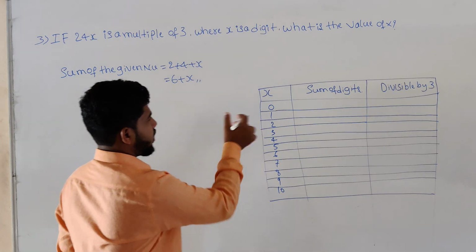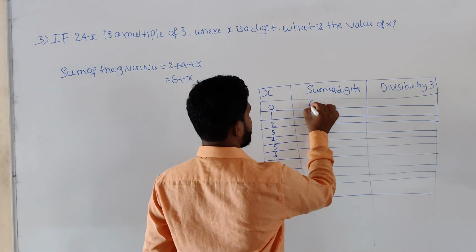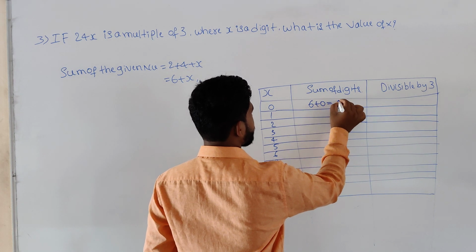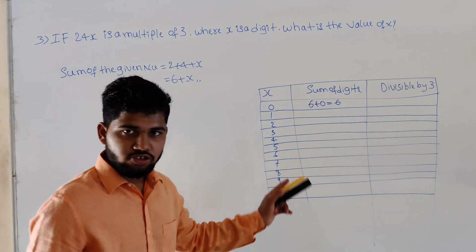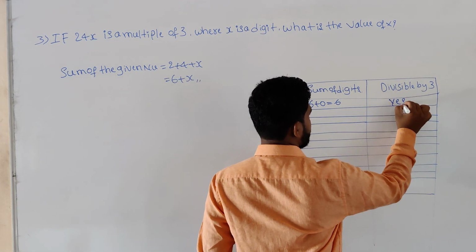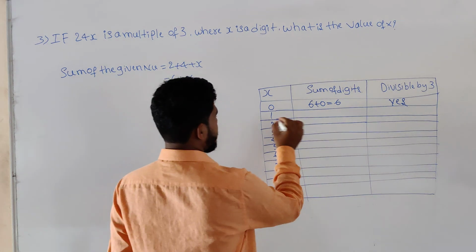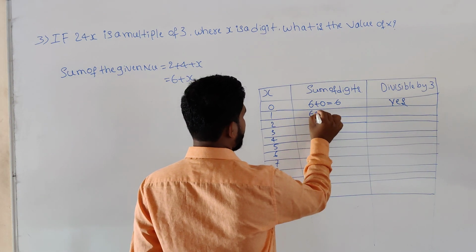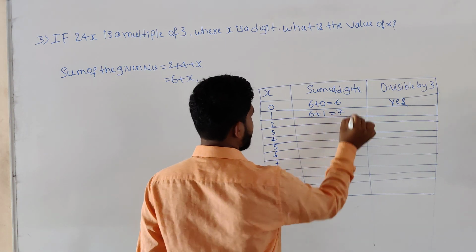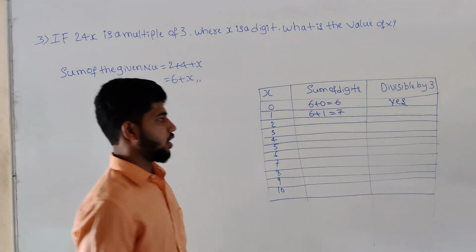Now in the place of x, if you are putting the value 0, 6 plus 0 is equal to 6. 6 is divisible by 3. Now in the place of x, if you are putting the value 1, 6 plus 1 is equal to 7. It is not divisible by 3.